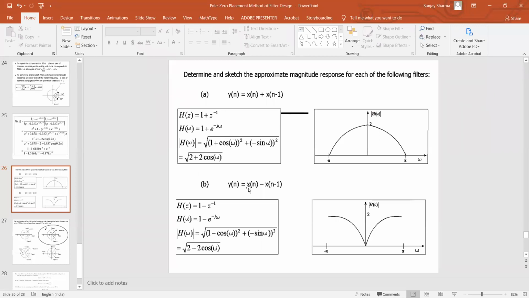Now look at the difference equation. What is the difference in these two equations? Here it is a plus sign. Here it is a minus sign. The plus sign gives you an intuitive idea that the sample values are being added. That means the response is being added, the two sample values are added. But here the sample values are being subtracted, you are trying to take the difference. So the difference will increase like this.